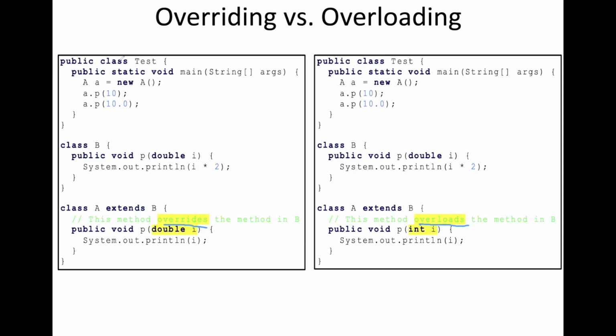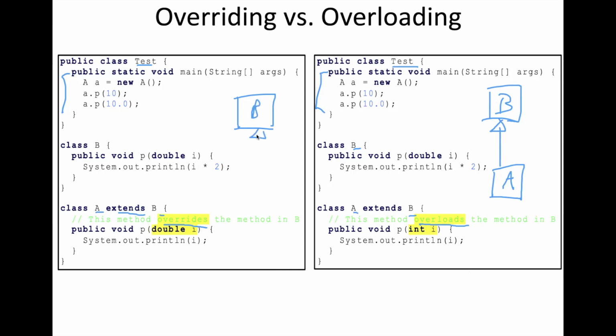Let's look at this class, Test. Both have a main console, which invokes several classes. On the right side, we have class B and class A, where A extends B. So it goes like this. B is the parent class, and A is the child class. Same thing over here, where A extends B. So B is the parent class, A is the subclass.